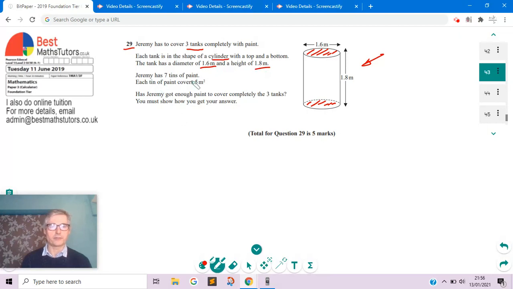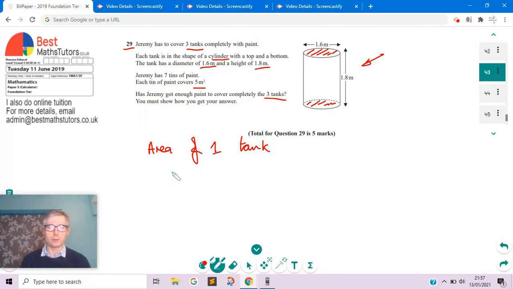So Jeremy's got 7 tins of paint. Each tin of paint will cover 5 meters squared. And we want to show, has Jeremy got enough paint to cover completely 3 tanks? So we've got to show how we got our answer. So the important thing for us to do, first of all, since we're covering this tank, is we need to find the area of one tank.